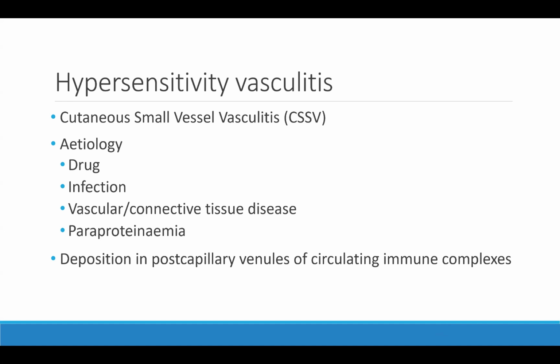Hypersensitivity vasculitis is one of the most common forms that we see, and it is also known as cutaneous small vessel vasculitis. Etiology includes drugs, infection, vascular or connective tissue disease, as well as paraproteinemia. In this condition, there is deposition in the post-capillary venules of circulating immune complexes.